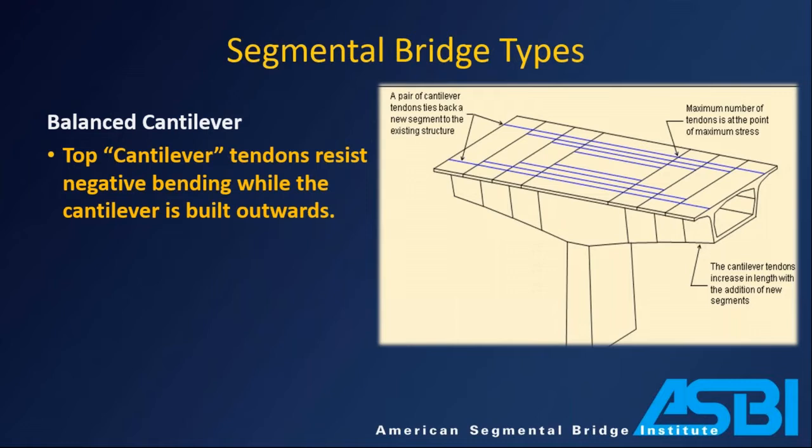While you're building the cantilever, you are stressing cantilever tendons. These are tendons that you see here in blue. These are in the top flange. So they are counteracting the negative moment from the dead load cantilever. So every time you cast a segment, you're stressing a tendon to sort of counteract the action of that segment.